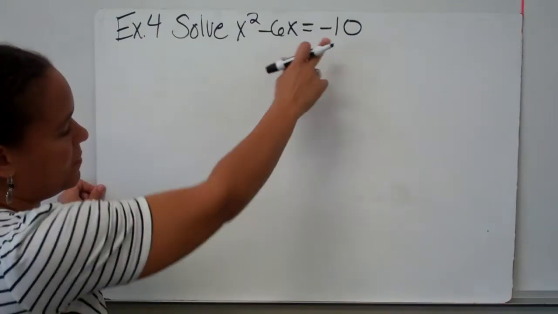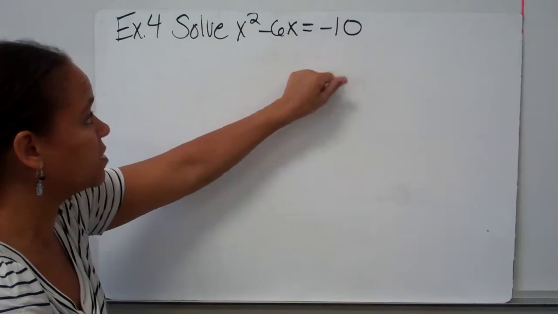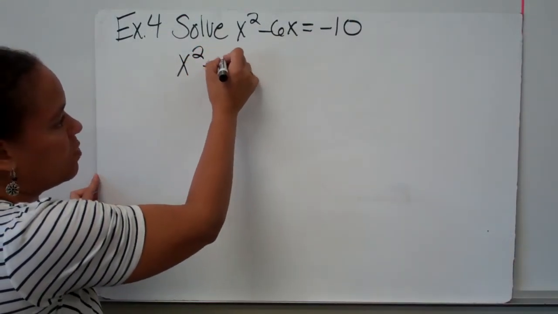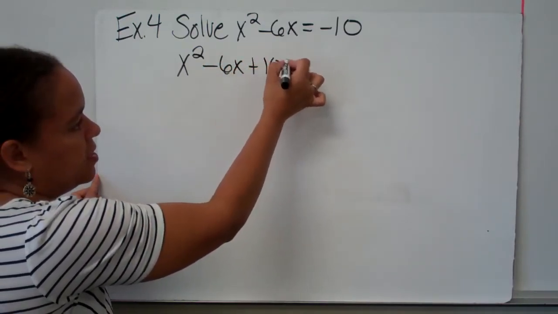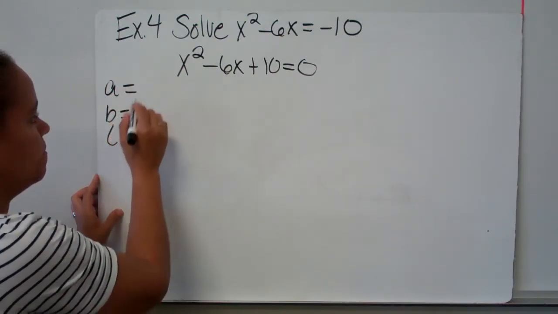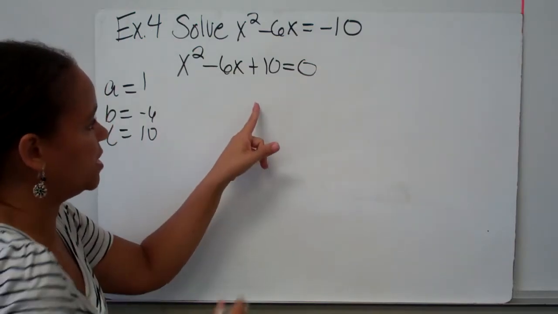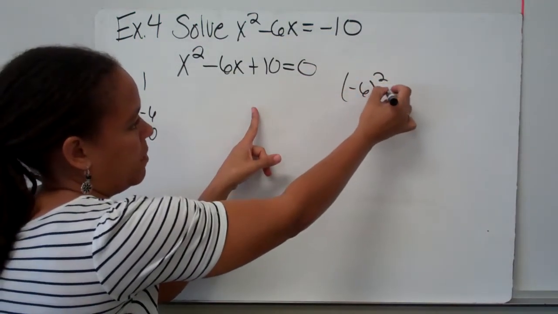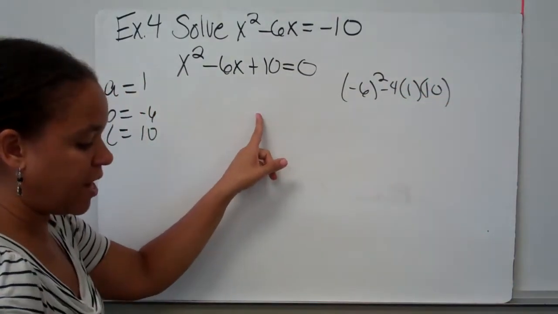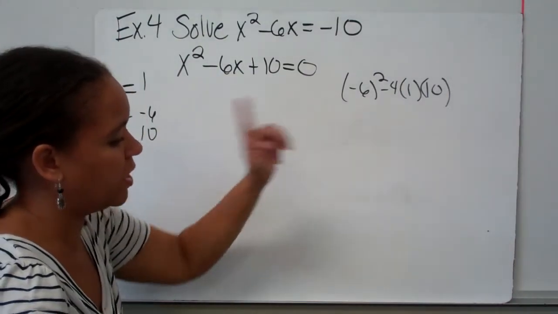So remember, look at this one. X squared minus 6x is equal to negative 10. There's something you should be doing first. You want to add 10 to both sides, so it's set equal to 0. So really we have x squared minus 6x plus 10 is equal to 0. A, B, and C, 1, negative 6, and 10. Plug it in. B squared minus 4ac. Negative 6 squared minus 4 times 1 times 10. If we do that, we're going to end up with 36 minus 40. We're going to end up with a negative 4.